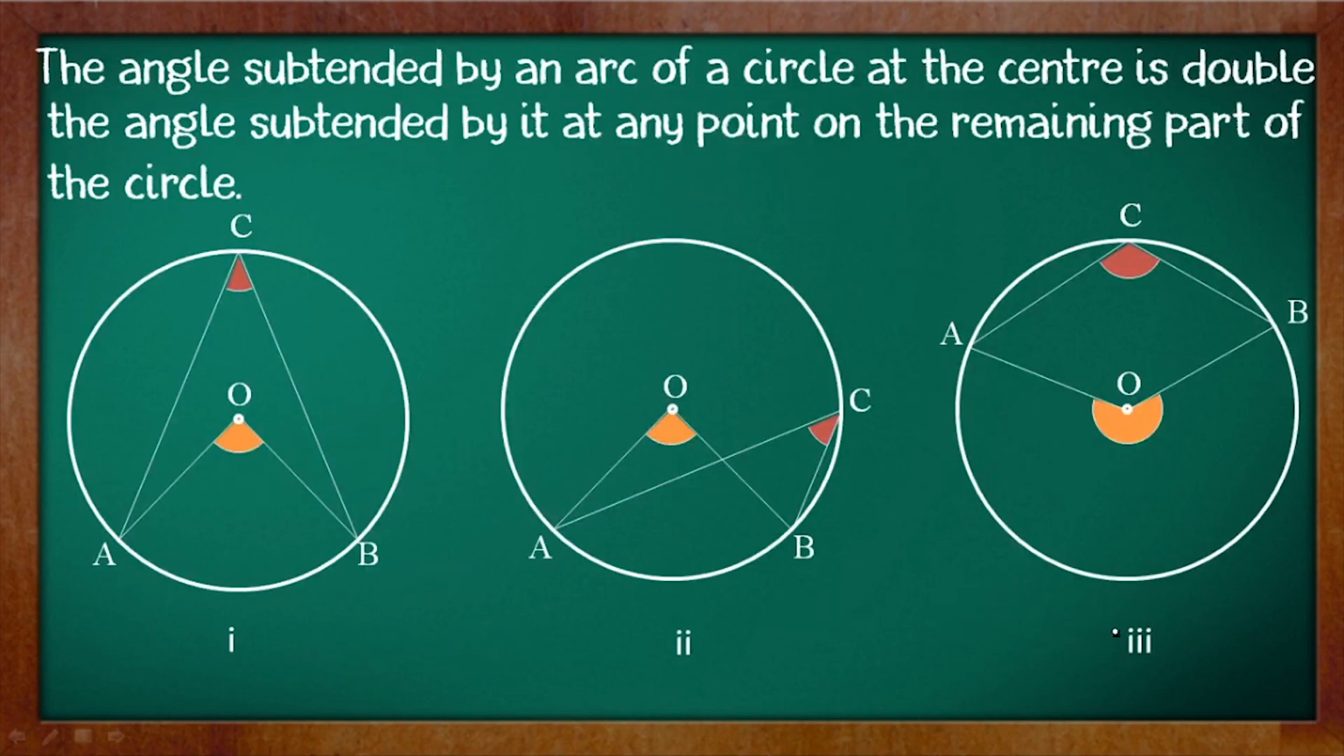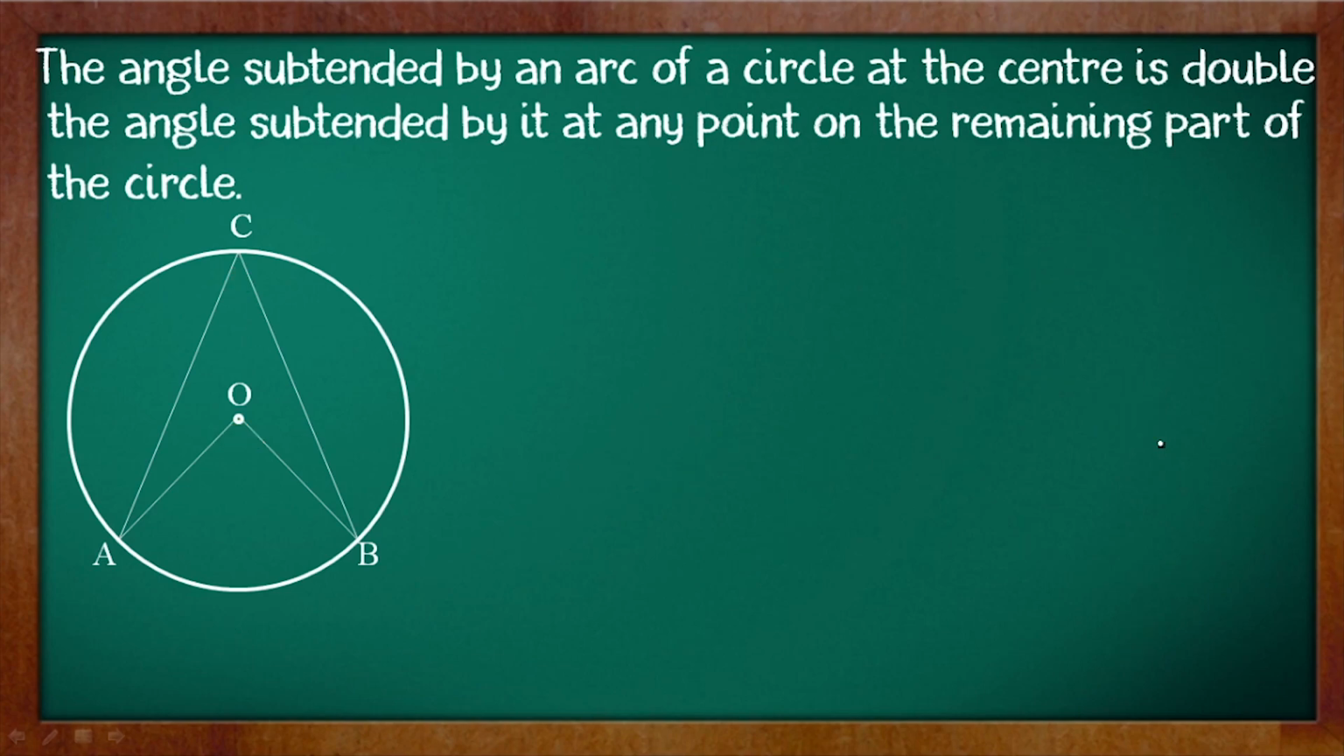So let us come back to our theorem. This is the angle at the center and this is the angle at the circumference. In the second diagram also, and in the third as well. Now let's see what we need to write in given. Here AB is an arc which subtends an angle AOB at the center of a circle with center O, and angle ACB is the angle subtended by this arc on the remaining part of the circle. This is what we need to write in given.